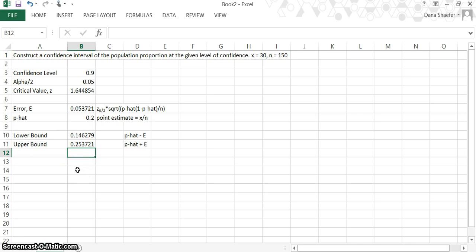So in this example, now we're going to say our confidence interval is between 0.146 and 0.254 if I round both of them to 3 decimal places. So our statement is: I'm 90% confident that the population proportion is between 0.146 and 0.254.